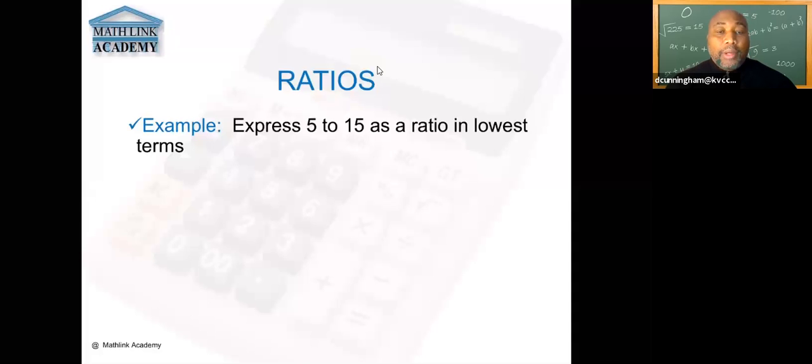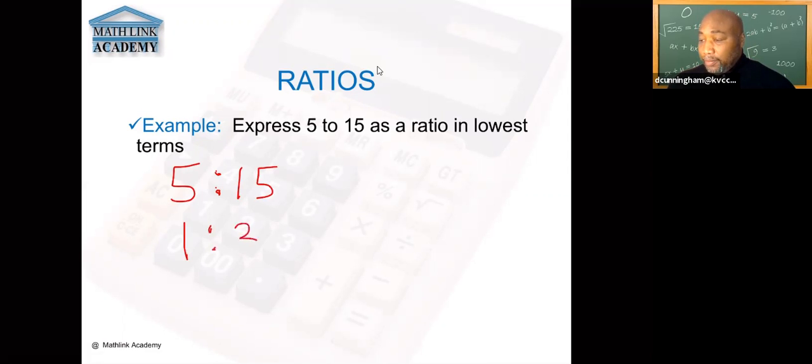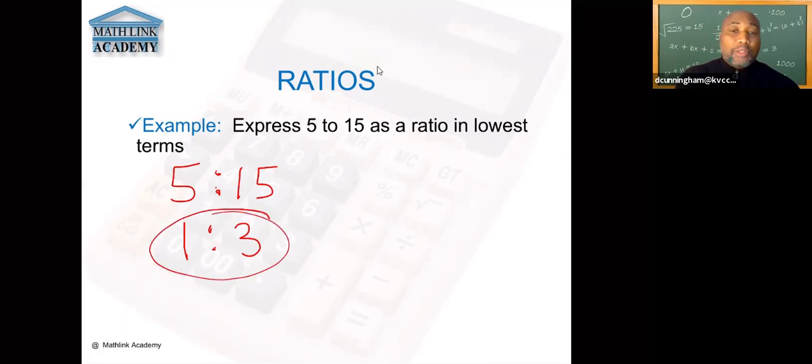So here's an example. Express 5 to 15 as a ratio in its lowest term. A couple ways you can do it. You can write it as 5 to 15, and then you can reduce that. 5 goes into 5 one time, 5 goes into 15 three times. So that's 1 to 3, and that'll be the answer for this particular one.